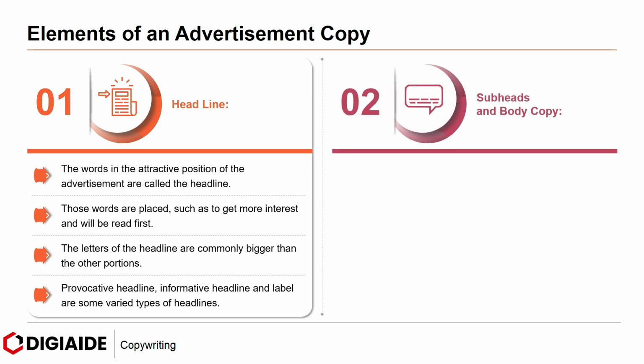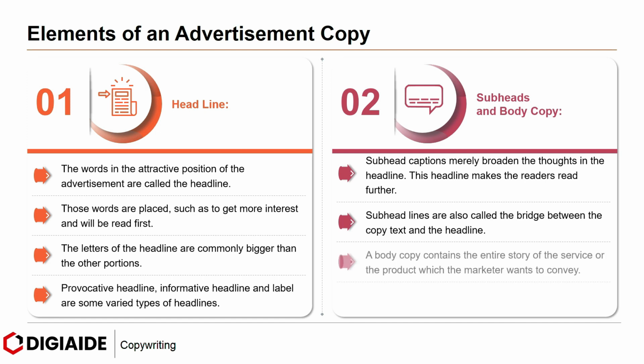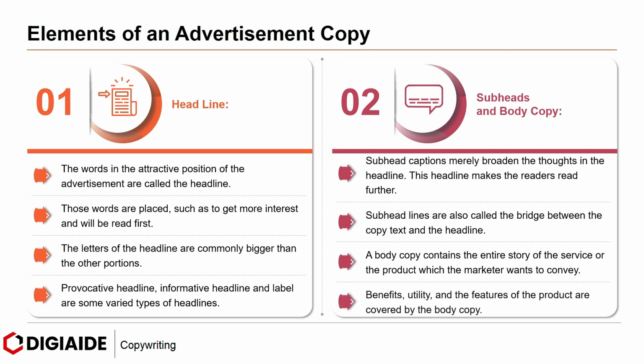Next on line, subheads and body copy. Subhead captions merely broaden the thoughts in the headline. This makes the reader read further. Subhead lines are also called the bridge between the copy text and the headline. A body copy contains the entire story of the service or the product which the marketer wants to convey. Benefits, utility, and the features of the product are covered by the body copy.